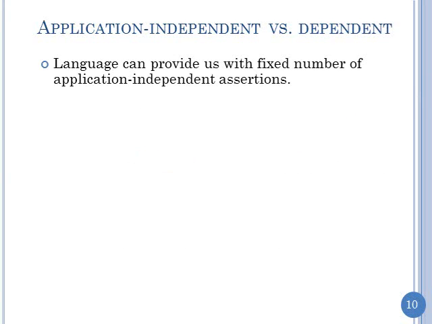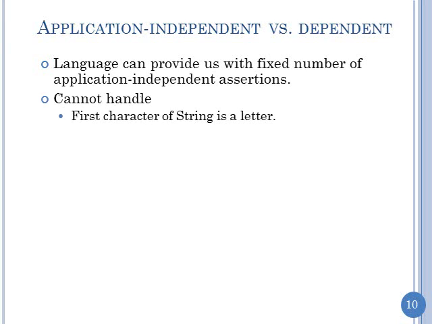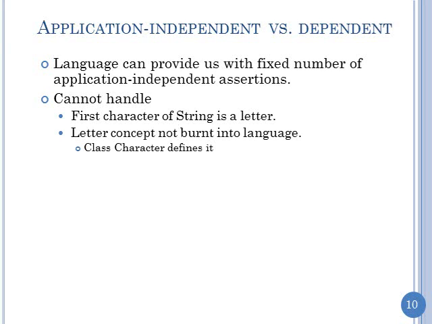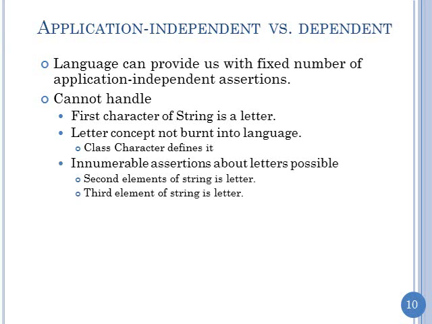So a language can only provide us with a fixed number of application-independent assertions. It's something very general. It can say, this should be a string, but saying the first character is a letter seems very application-specific. That is something you should be writing yourself and not having Java have a predefined assertion for that. That is why, in fact, the letter concept is not even burnt into the language. And you can have innumerable assertions about letters.